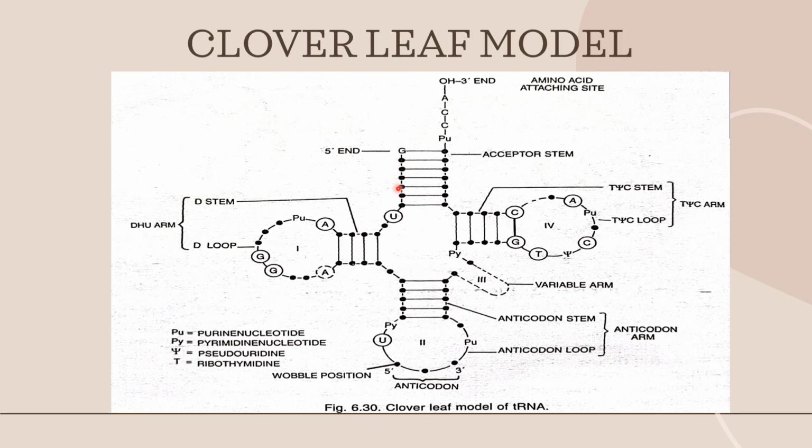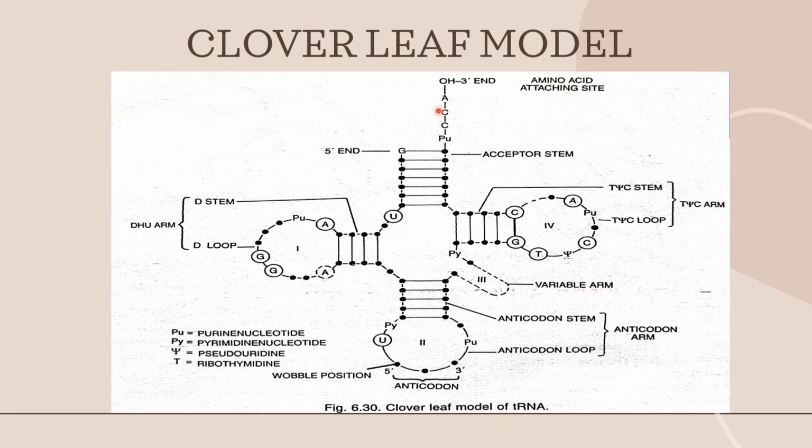These are the stems where, due to hydrogen bonds, the single strand seems to be double-stranded. This stem is called the D stem, this stem is called the acceptor stem, this stem is called the T-side stem, and this stem is called the anticodon stem. No hydrogen bond takes place in loops. But there is hydrogen bond in the stems, that is in the acceptor stem, the T-side stem, the anticodon stem, and the D stem.